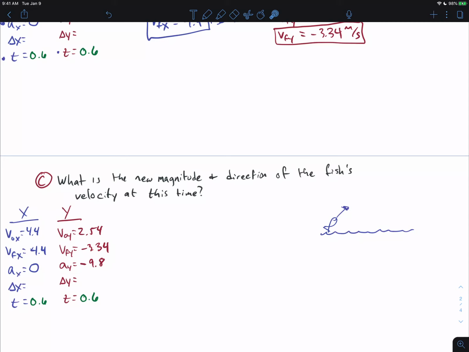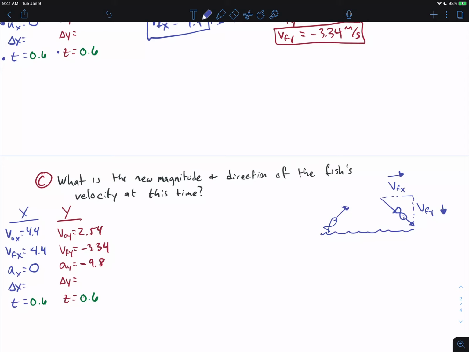So it's moving to the right, but it's moving downward, right? So if I can draw this fish somewhere over here, it is now moving something like this, where this would be my final velocity in the x and this would be my final velocity in the y. My y is downwards and my x is to the right. So when we combine these, we get this kind of angle right here.